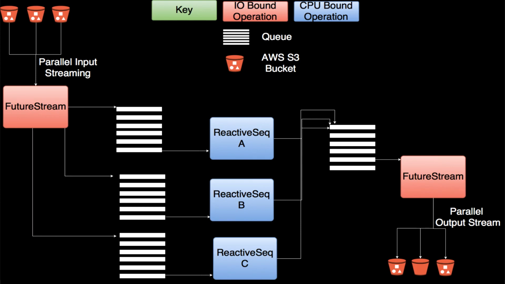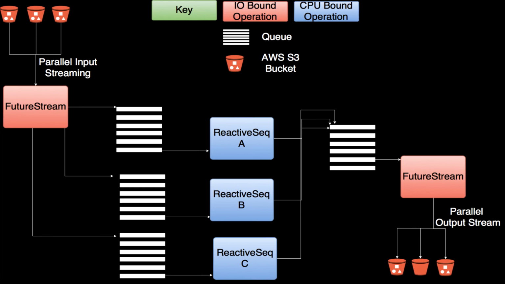So the queues are there to shard the data, really. For our computationally bound tasks of building the index, we can have a reactive stream per core, and they can read off their own queue. So one of the jobs of the future stream there should be to shard the data in such a way that each reactive stream can execute totally independently of each other. So in that way, there's no contention at all.